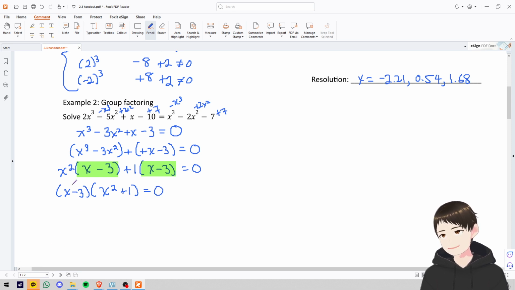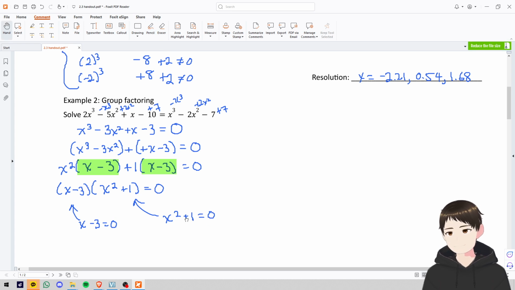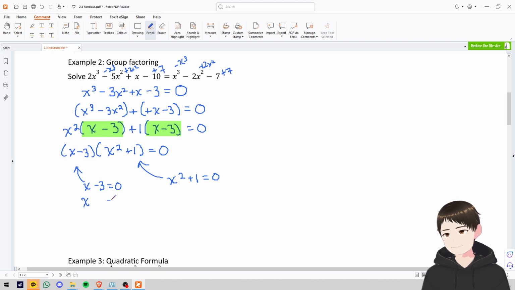So what x values solve this equation? That means it solves when x minus 3 equals 0, and it solves when x squared plus 1 equals 0. So we've got x equals 3, or x squared equals negative 1, and clearly you can't square root a negative 1, so it does not exist.